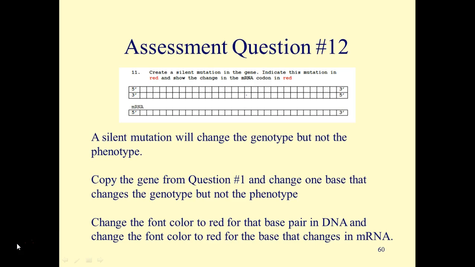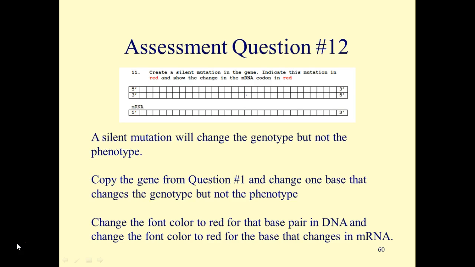So you're going to copy the gene from question number 1 and change one base that changes the genotype, but not the phenotype. Change the font color to red for that base pair in DNA, and change the font color to red for the base that changes in messenger RNA. So the change in the codon, not the entire codon, but just in red, the one that is changed.